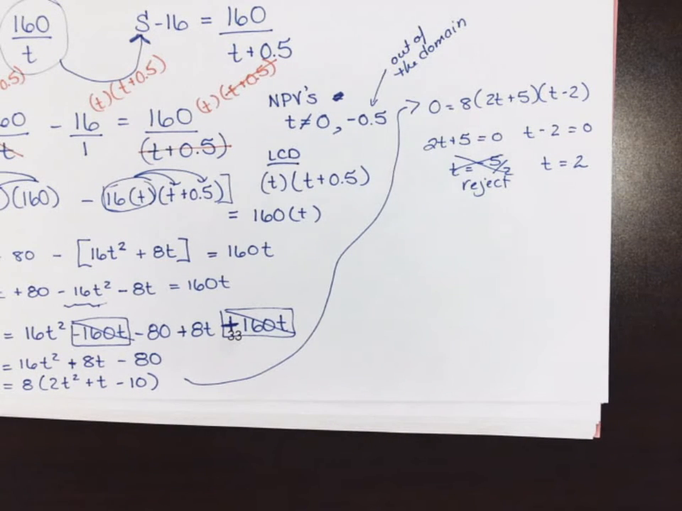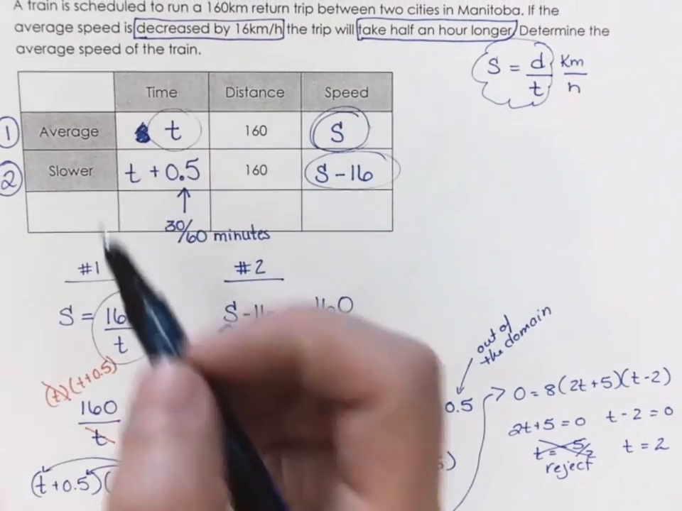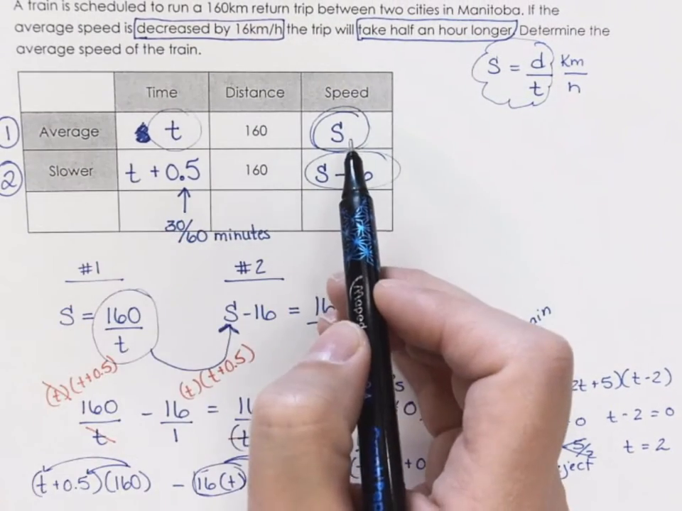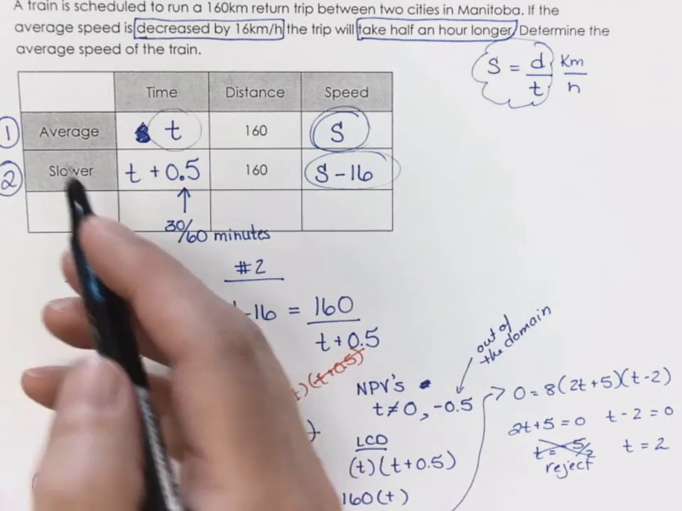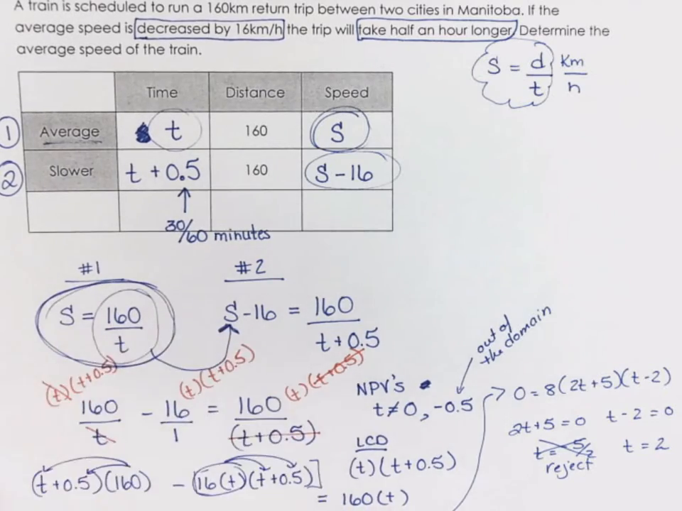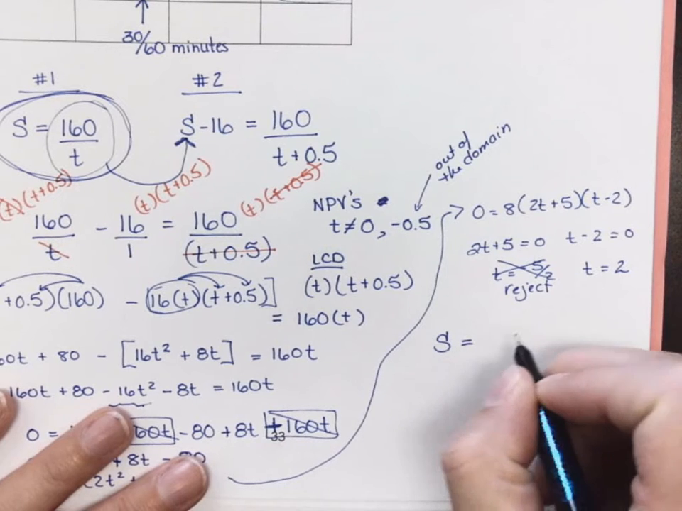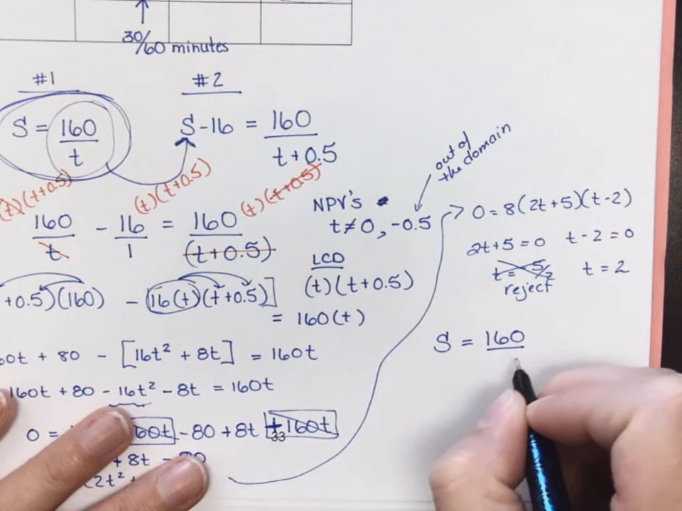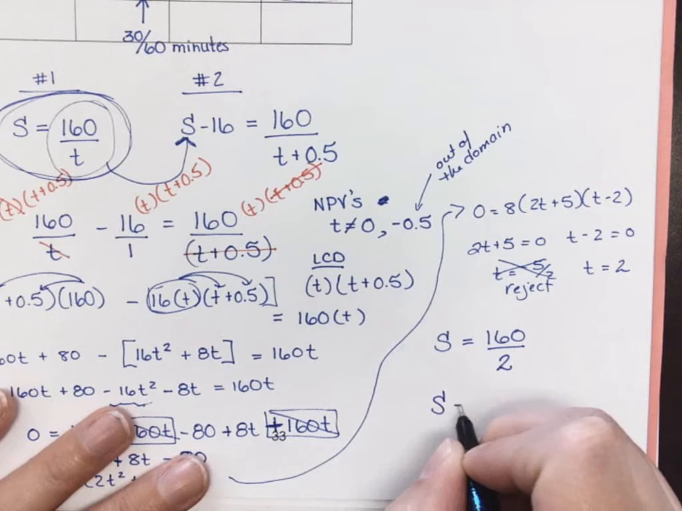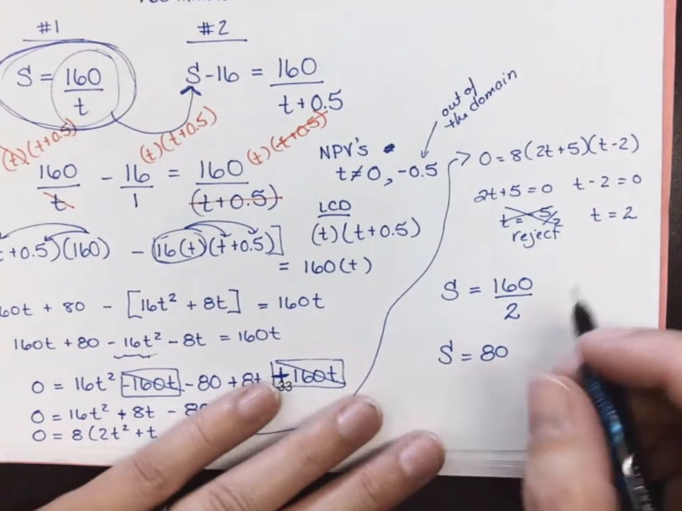But that's not what the question asked us. The question asked us, what was the average speed of the train? Now, if you go back up to your table, the average speed was represented by the letter S, and we can find the average speed by using the equation for average speed that we had. So now we know what t is. Average speed is equal to 160 divided by the time of 2. So the speed is 80, and what are the units on speed? Kilometers per hour.